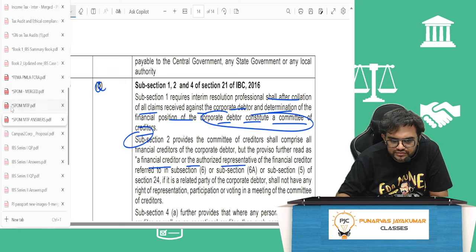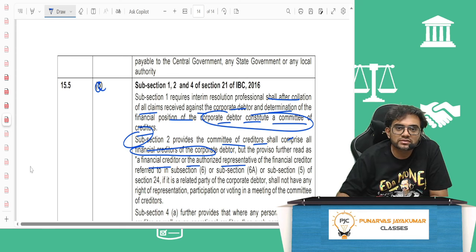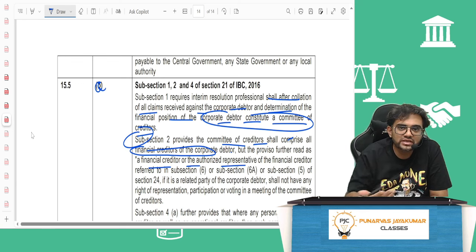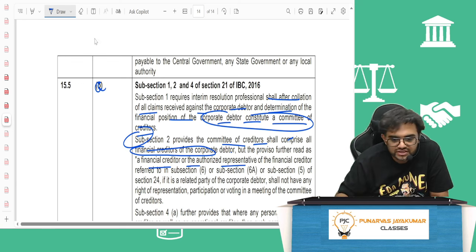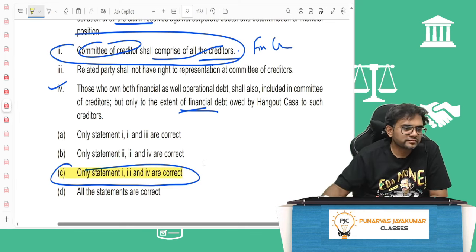What I was wondering: the committee of creditors shall comprise the financial creditors of the corporate debtor. The operational creditors, only representatives will be there, but they cannot actually participate. It will always be the financial creditors as such. So 1, 3 and 4 are correct. Make it C. That's about it, guys.